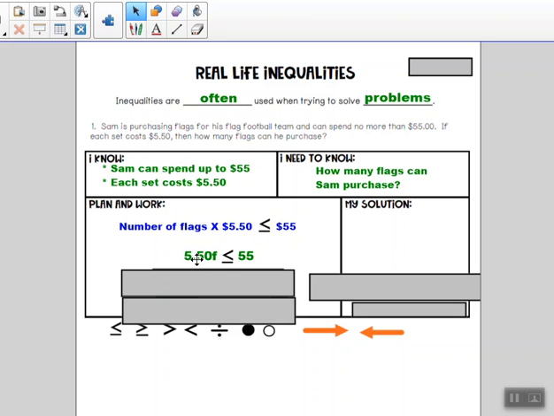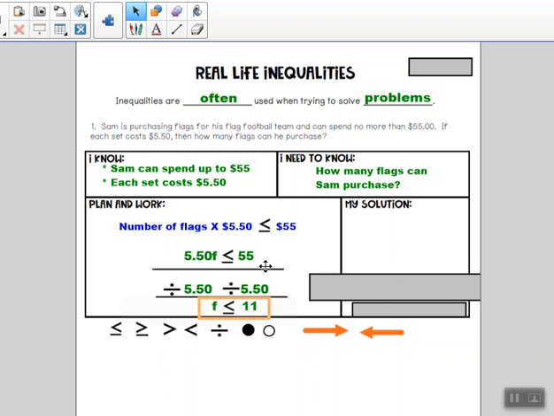And we use inverse operations to get the variable by itself. So we would divide both sides by 5.50. I want to do it over here, and I also want to do it over here, all right? And if I do that, I end up with a value of 11. We can buy up to 11 flags.